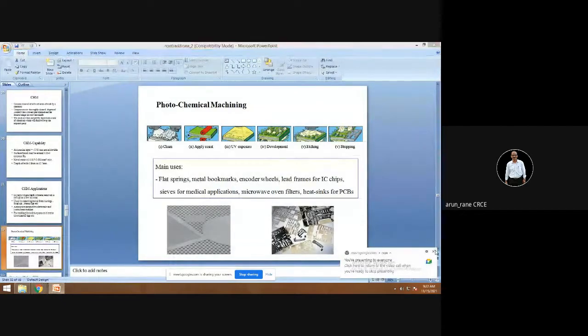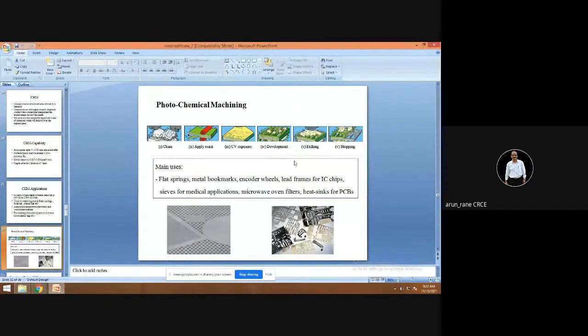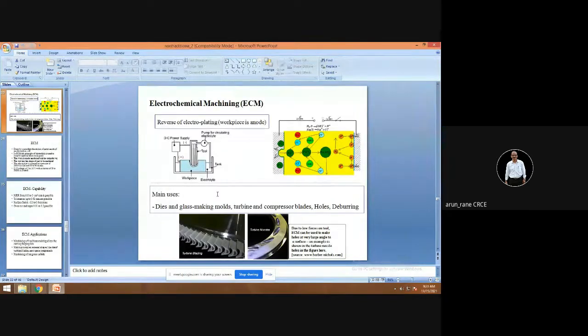Then you have to do etching. So in etching what happens? The part which we don't want is etched away, and then stripping, that is removal of the strip. So its main uses are in metal bookmarks, encoder wheels, and for making frames for integrated circuit chips. So very small and tiny parts can be produced.